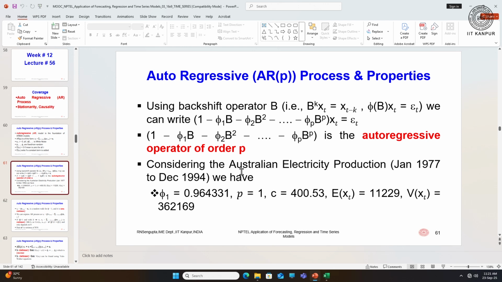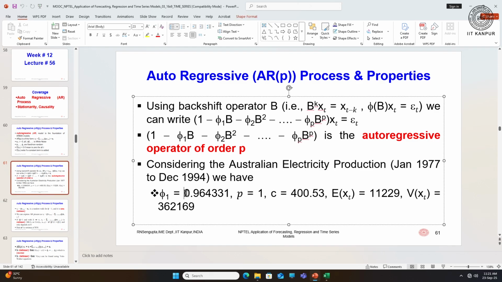So, the important facts: phi 1 comes out to be about 0.964, I am only reading till 3 places of decimal, with a p value of 1 as I mentioned, and this value of C which you get is the constant which should be added. And if you remember, in the last slide I mentioned that considering that parameter fixed, the value C is added as a constant, and your mean value can be found out accordingly.